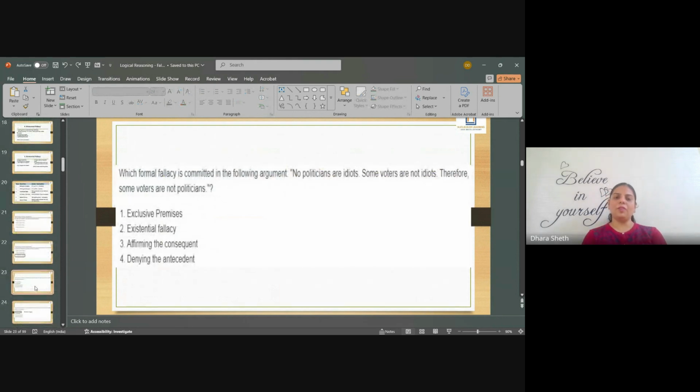Next, which formal fallacy is committed? Now, these are questions from the last 2-3 years, okay? Which formal fallacy is committed in the argument? No politicians are idiots. Some voters are not idiots. Therefore, some voters are not politicians. No politicians are idiots. Some voters are not idiots. Therefore, some voters are not politicians.